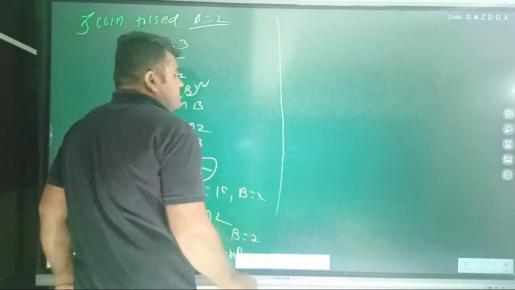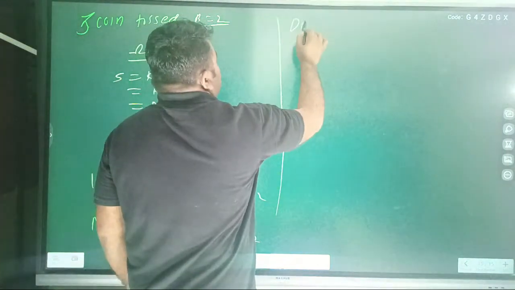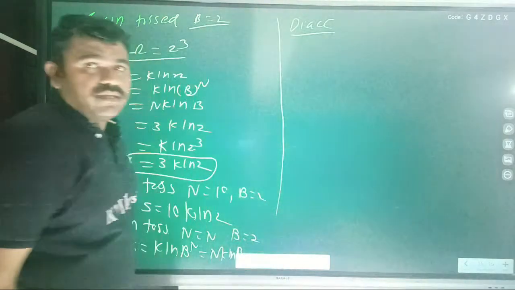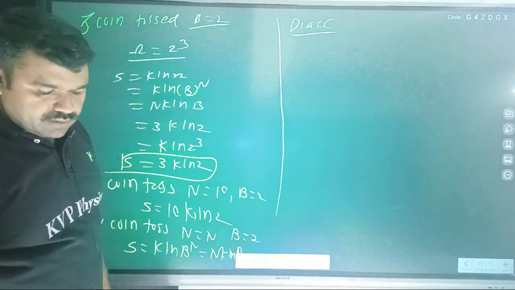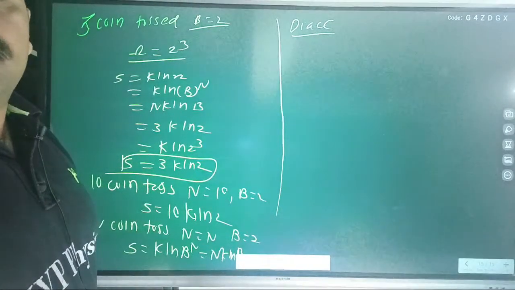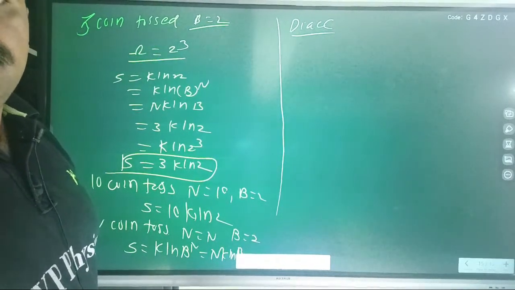Next, suppose the system is dice. We have a dice system. So what is the entropy? The system is dice. Then what is the entropy? One dice is thrown.